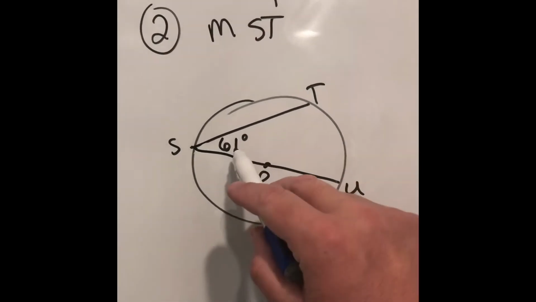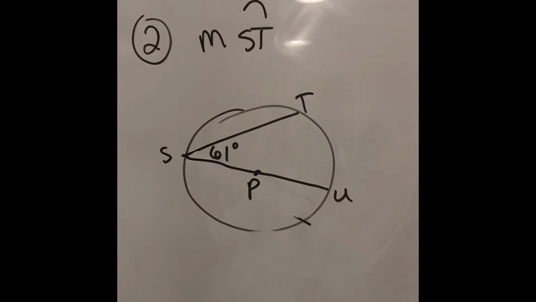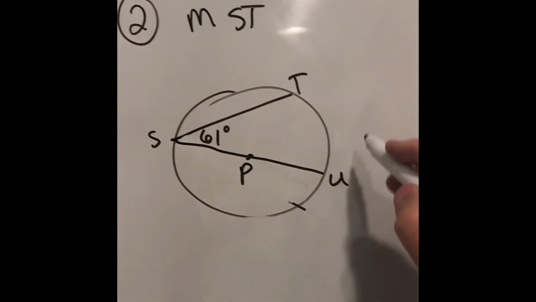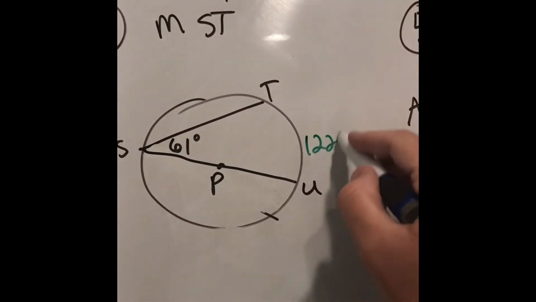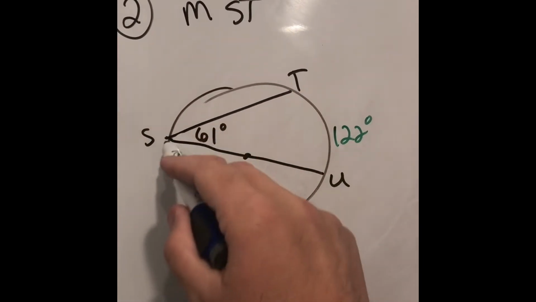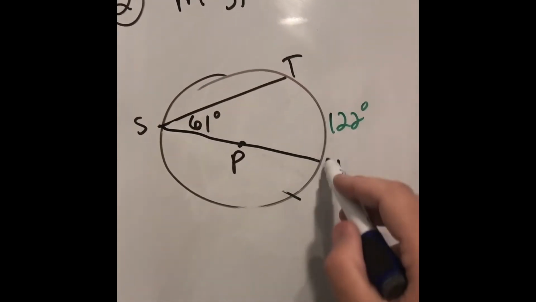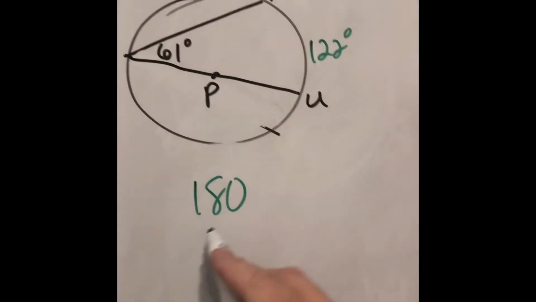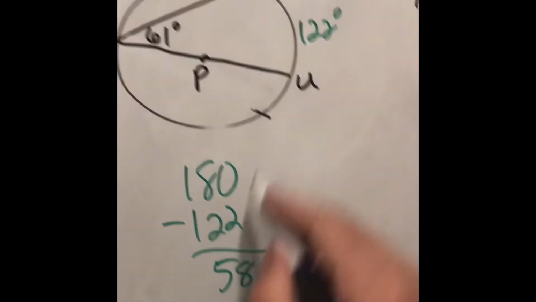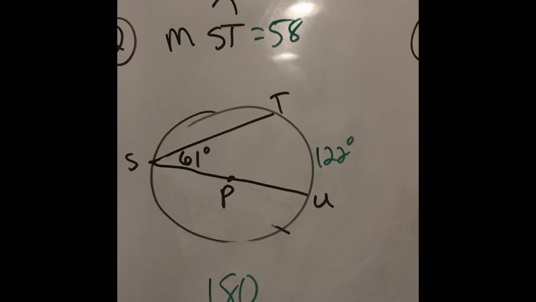So what I notice is I have an inscribed angle, 61 degrees, angle S. Remember, it is half the arc that it intercepts. So arc TU here then should be double that. That's 122 degrees. So that tells me then that arc ST, since we have a diameter here, this is 180 degrees, so arc ST is going to be 180 minus 122, and that gives me 58 degrees for arc ST.